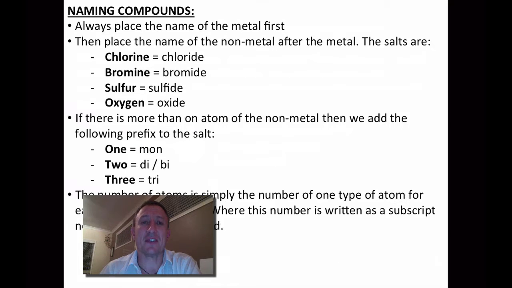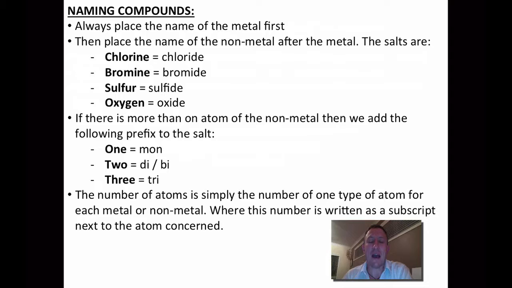So let's run through some key terms. We always have to make sure when we're naming compounds that the metal always goes first. Then after the metal we place the non-metal, and this is written as a salt. As I stated earlier, chlorine turns into chloride, so you notice that the suffix "ide" is put at the end. Bromine, for example, another non-metal in the same group as chlorine, is written as bromide. Sulfur is written as sulfide. Oxygen is written as oxide. So we will always place the metal first and then follow that up with the salt, which often has the suffix "ide" at the end.